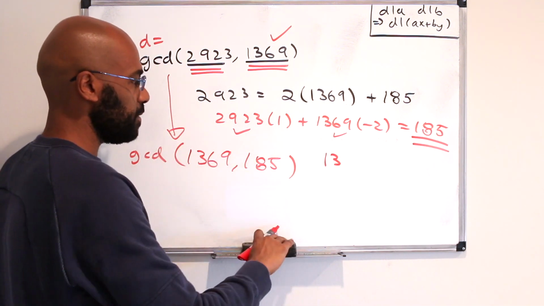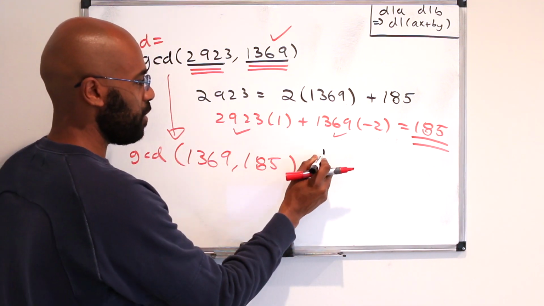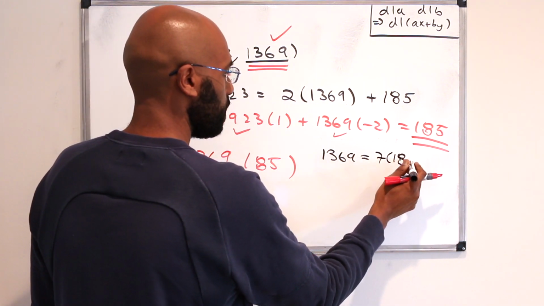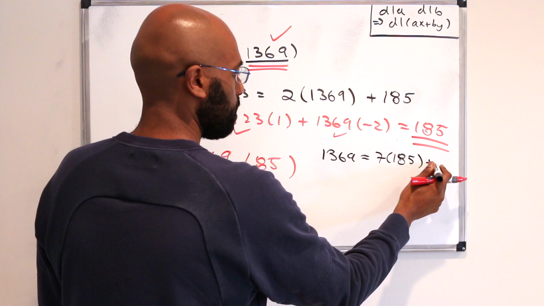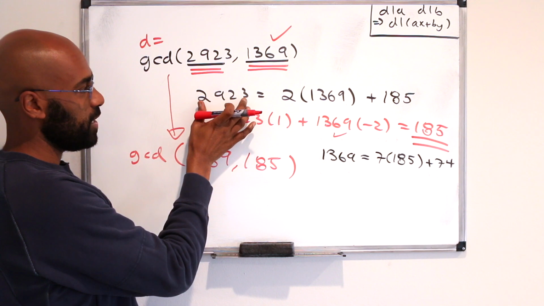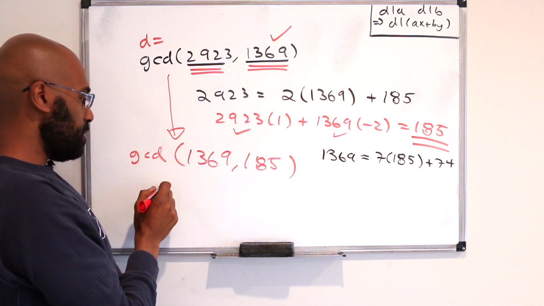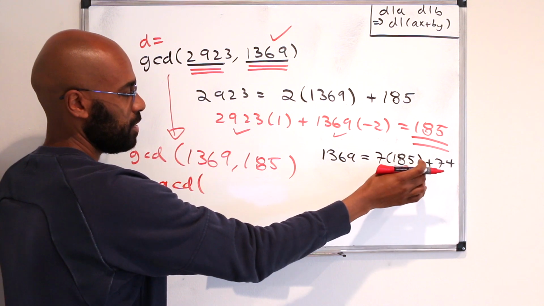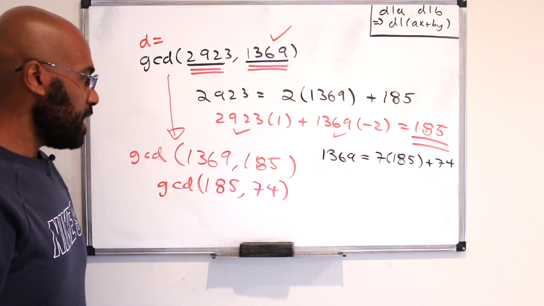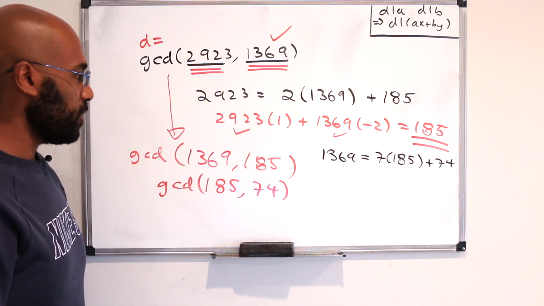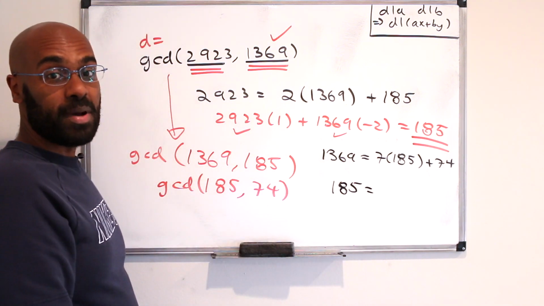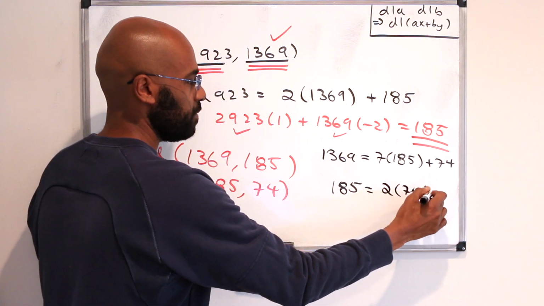We can take 1369 and divide it by 185. In this case, we get 7 copies of 185 and a remainder of 74. So the GCD of these two, by the same argument we used over here, where we replaced this pair by this pair, is going to be the same as the GCD of the new pair. And you see, these numbers are much smaller to work with than the numbers that we started with. If we do this again, taking 185 and dividing by 74, we get 2 times 74 plus 37.